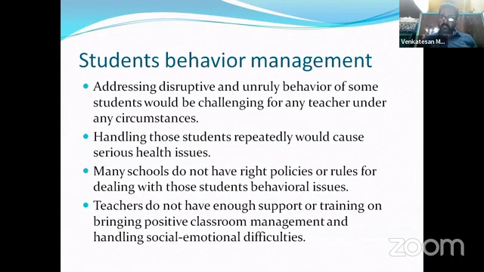And teachers should be supported with enough training. So how to handle these kinds of behavioral issues? If you look at most of the schools, they don't have proper counselors. And if they have counselors, they don't have proper education. There may not be a psychologist who can be a counselor in the school.